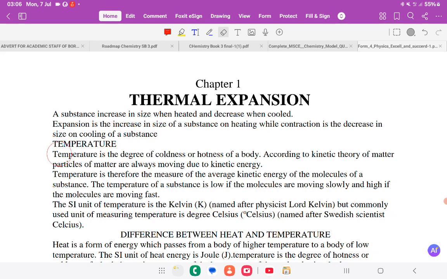All right, related to thermal expansion, we have some concepts which we would like to make clear before we proceed. One of them is called temperature. We shall define the term temperature as simply the degree of coldness or hotness of a body.